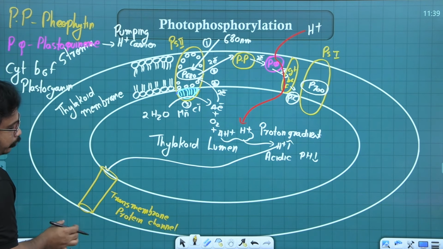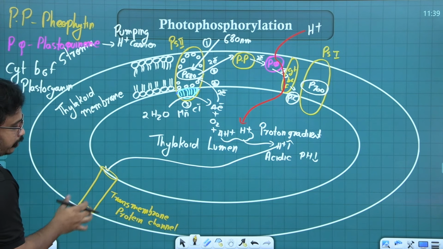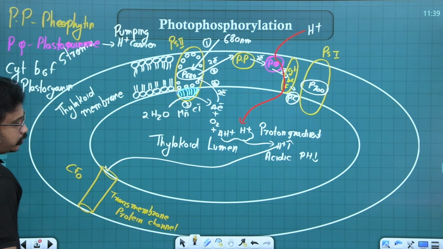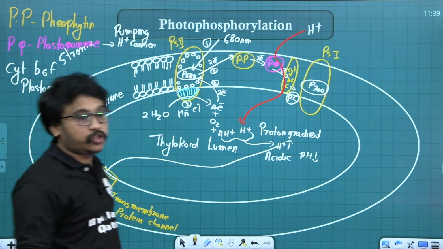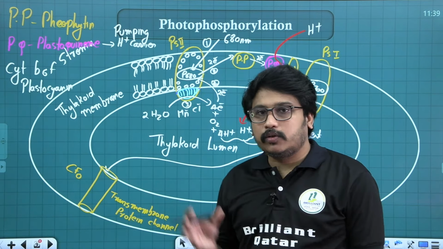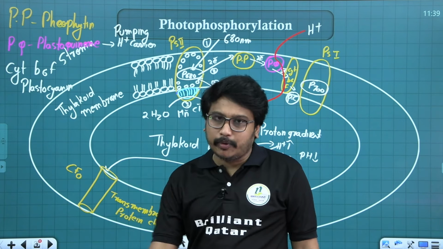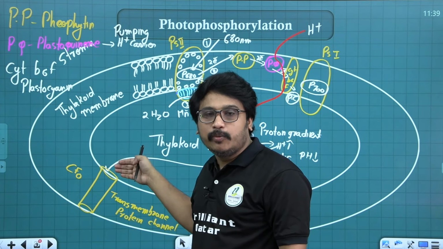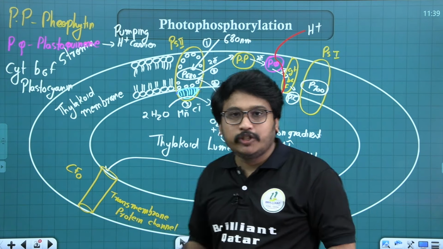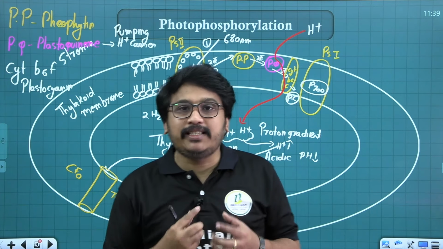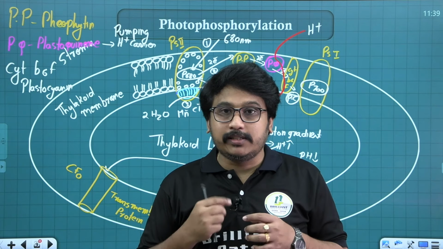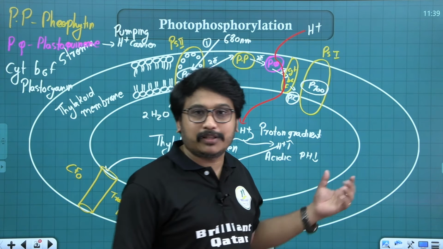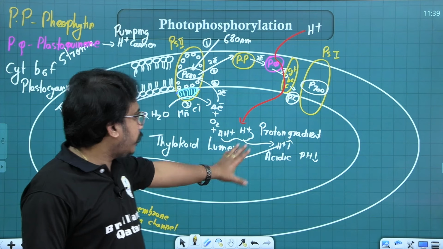This transmembrane protein channel on the thylakoid membrane is actually called the CFO particle. It is called CFO particle. It's not CF0, it is CFO itself. So this CFO particle is a transmembrane protein channel. Through that you can see H+ is moving from high concentration in the lumen to low concentration in the stroma, to break the proton gradient that is building up inside the lumen of thylakoid. If this proton gradient keeps increasing, it can result in bursting, or the pH becoming too acidic. So it has to be broken.